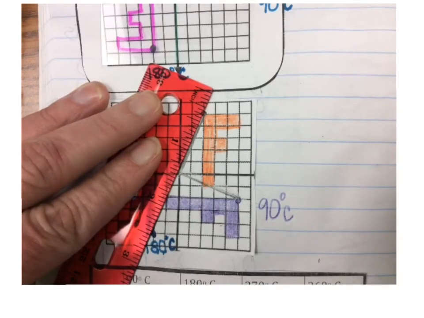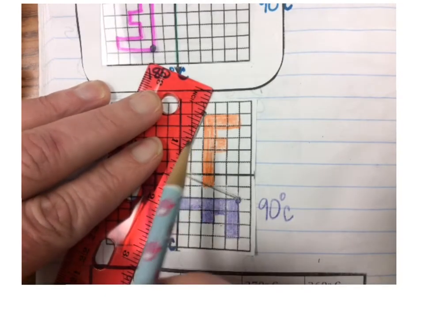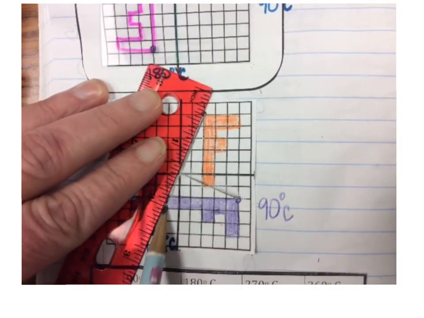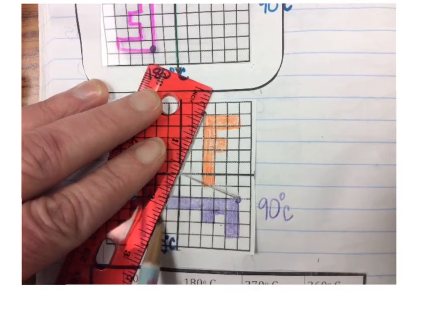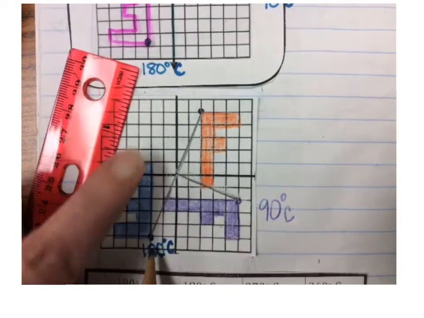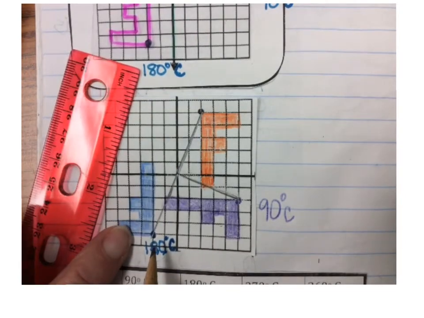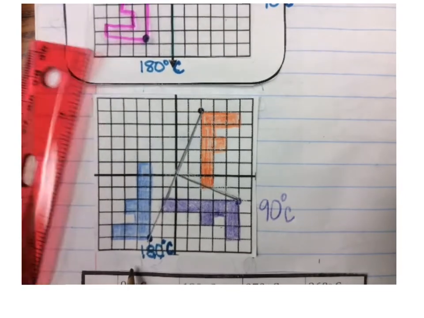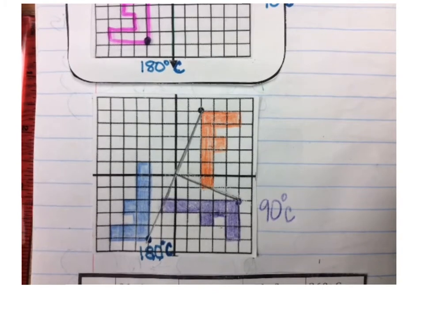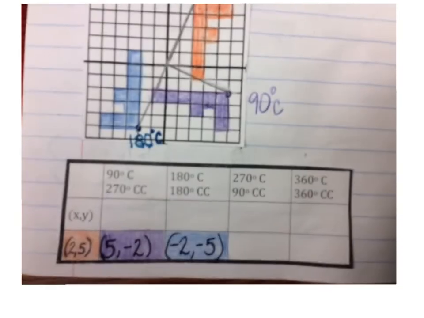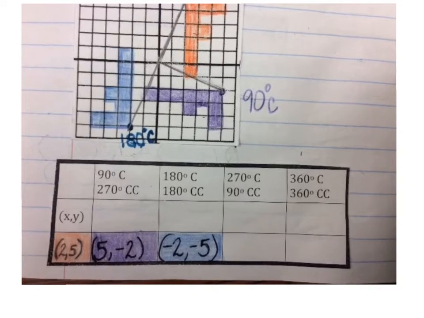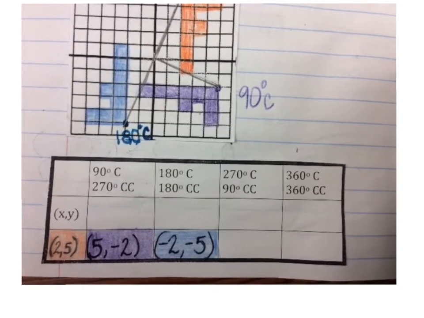Okay, now I want you to notice that if I put my ruler from the original point to my new point, you'll notice that it forms a straight line. And a straight line, again, is 180 degrees. And make sure that down at the bottom you have color-coded and put in there your coordinates for your new rotation.